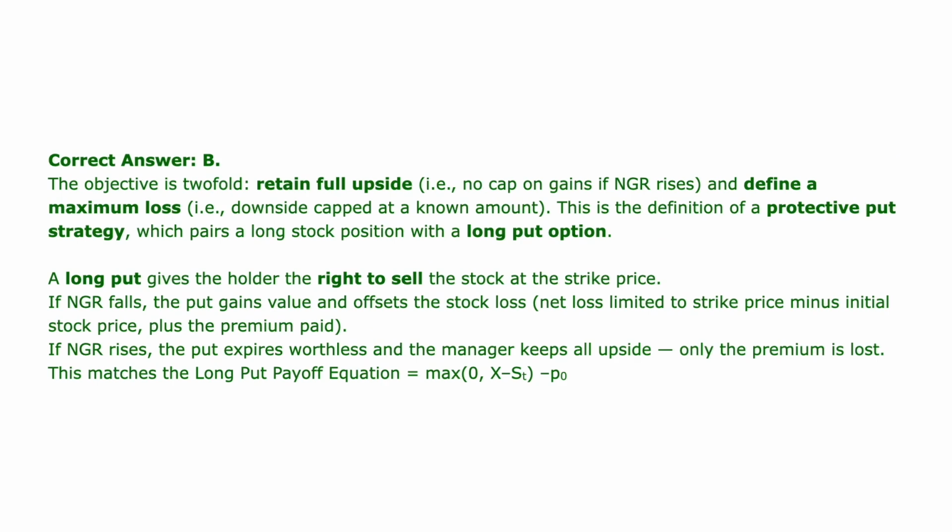A protective put strategy combines long stock with a long put to cap downside while keeping full upside. The long put guarantees the right to sell at the strike, limiting losses. If the stock rises, the put expires worthless and upside is fully retained. Net cost is only the premium paid, making it a clean way to define maximum loss while preserving gains. Protective put equals downside protection with unlimited upside.